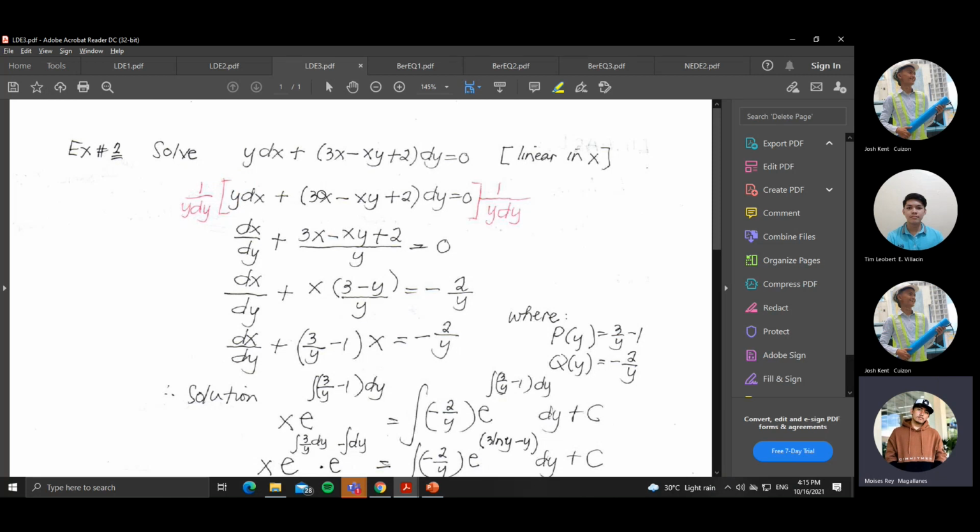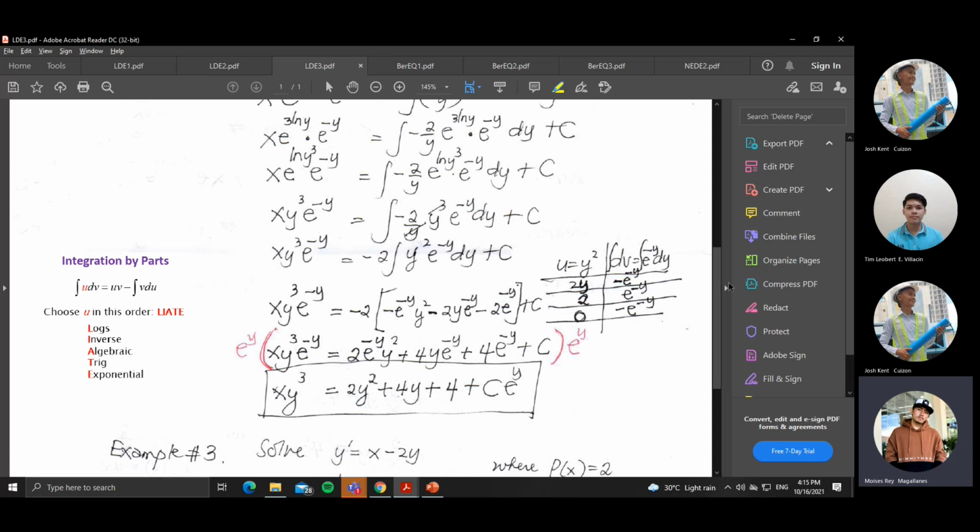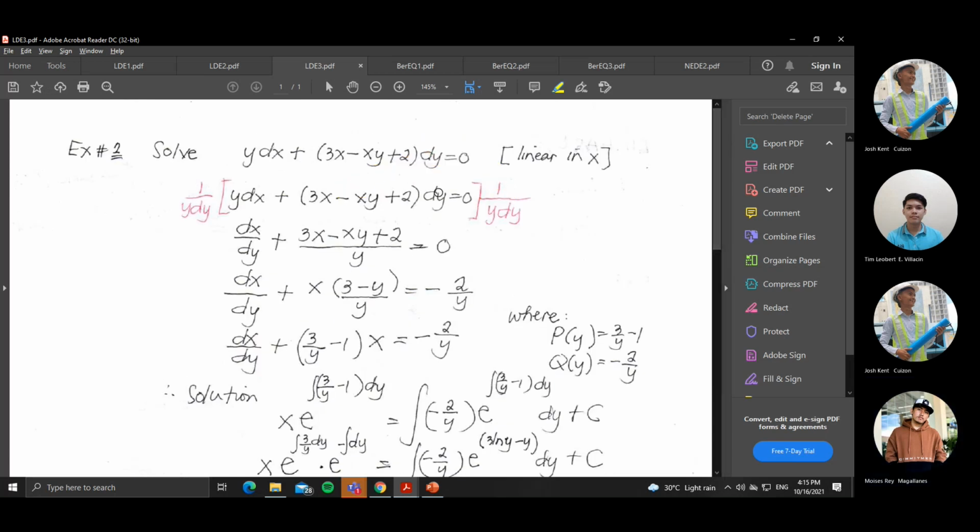Then plus 3x, we multiply this with 3x minus xy plus 2. So the dy cancels out, and what remains is 3x minus xy plus 2 all over y. Then we separate it. Since this is linear in x, we look for the terms containing the variable x.